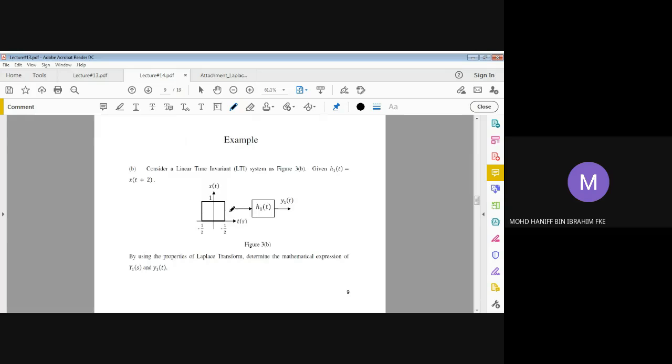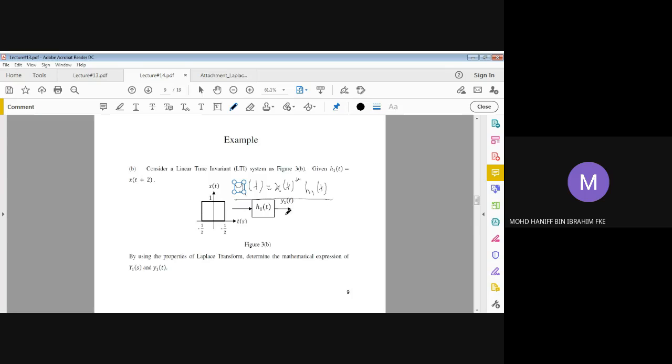Based on this, we know that the relationship between the input x(t), the system h1(t), and the output y1(t) can be written as y1(t) equals the input x(t) convolved with h1(t). So that should be the relationship between the input, the system transfer function, and the output y1(t). This involves a convolution. So the question is to find y1(t) and also Y1(s).